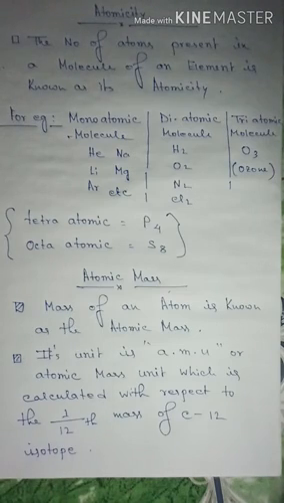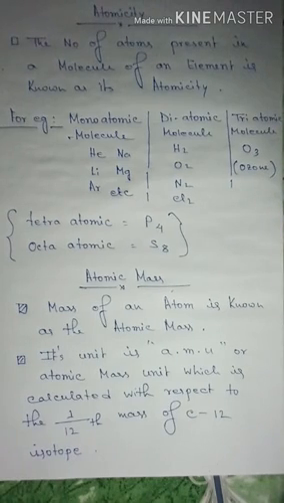It is calculated with respect to the 1/12th mass of the carbon-12 isotope. Now, what is the carbon-12 isotope? We know that in nature carbon is of two types, carbon-12 and carbon-14 isotope. The normal carbon we see is the carbon-12 isotope. So, the atomic mass unit is calculated with respect to the 1/12th mass of a carbon-12 isotope.